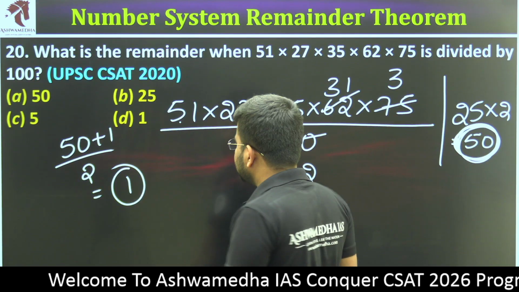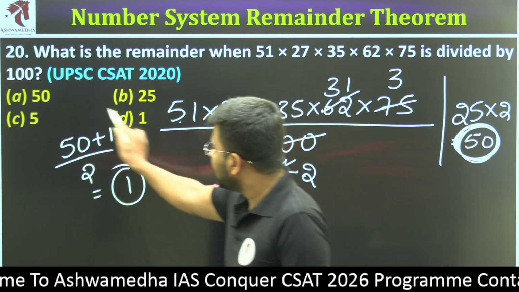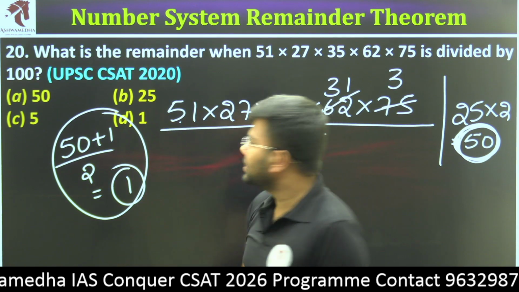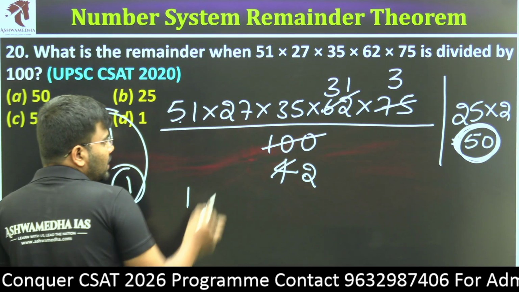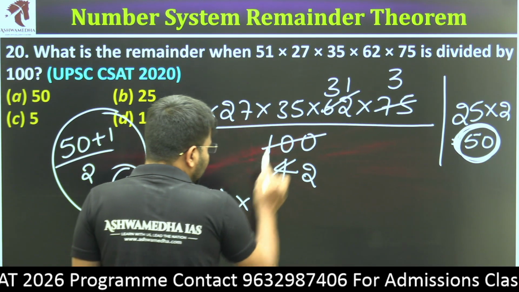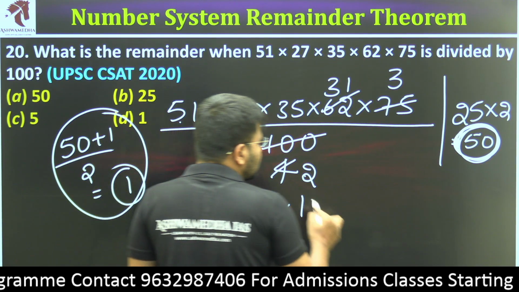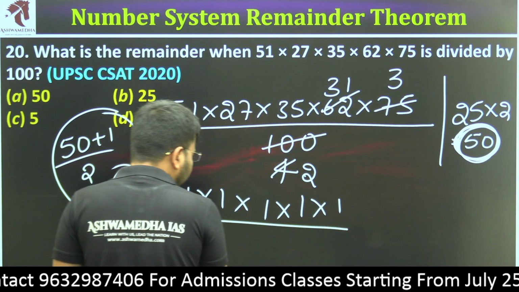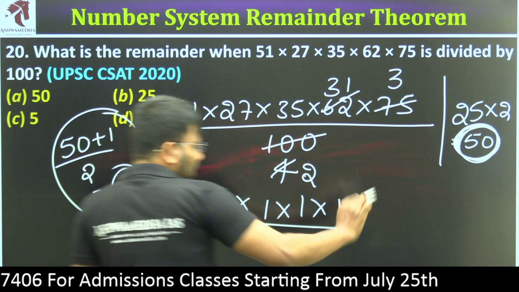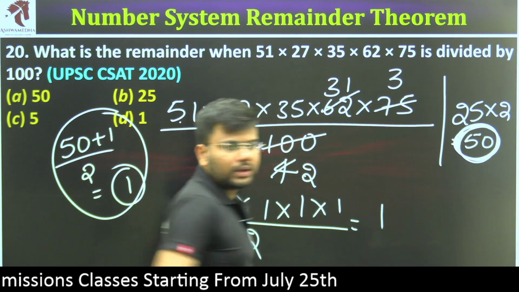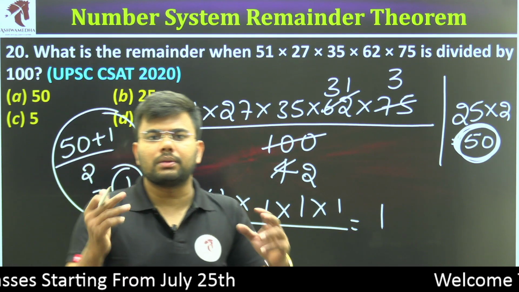Okay, now what is the cancellation factor? 50 is the cancellation factor. I hope it's clear: 51 divided by 2, the remainder is 1. 27, the remainder is 1. 35, the remainder is 1. 31, the remainder is 1. 3, the remainder is 1. When you divide by 2, multiply everything, that is 1 into 1 into 1 into 1 into 1. 1 divided by 2, remainder is 1.